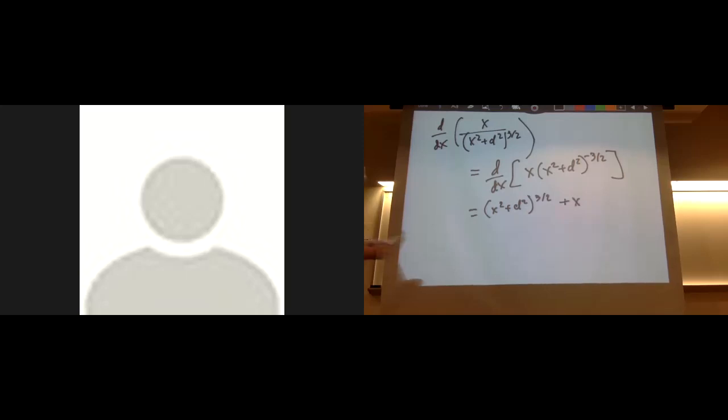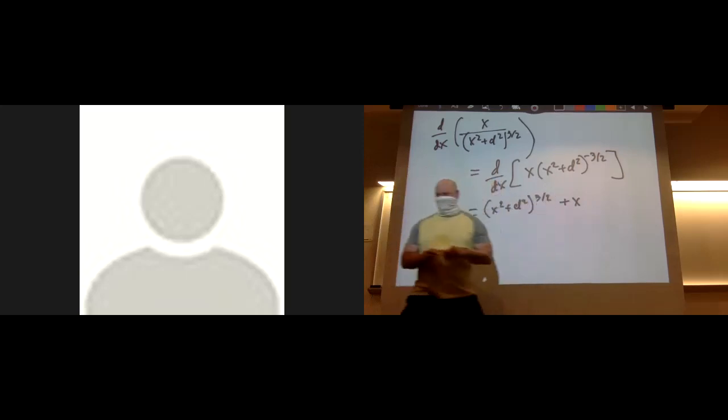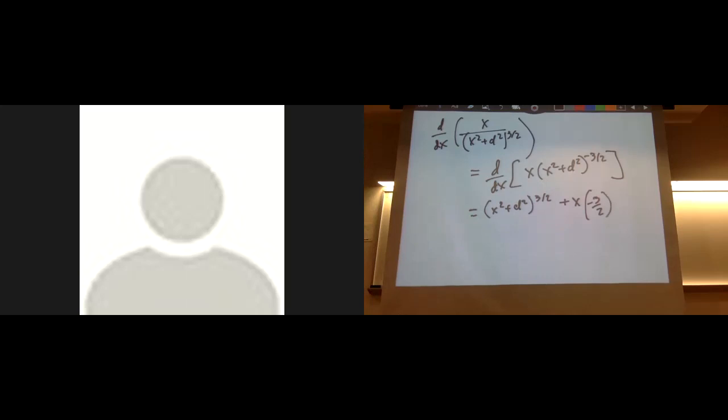Well, if I take a derivative of this, the minus 3 halves comes down. So this becomes minus 3 halves times x squared plus d squared raised to the minus 5 halves, because I subtract 1 from that, right? Times the derivative of the inside, where the derivative inside is simply 2x.